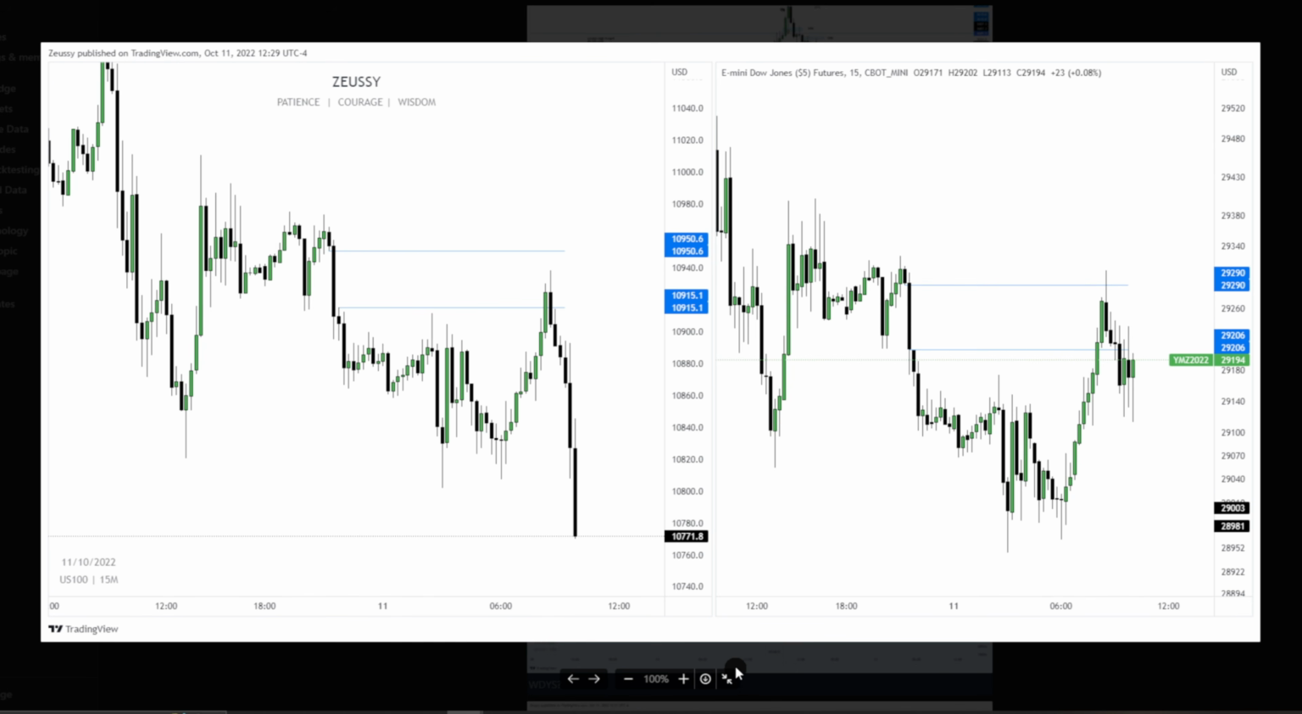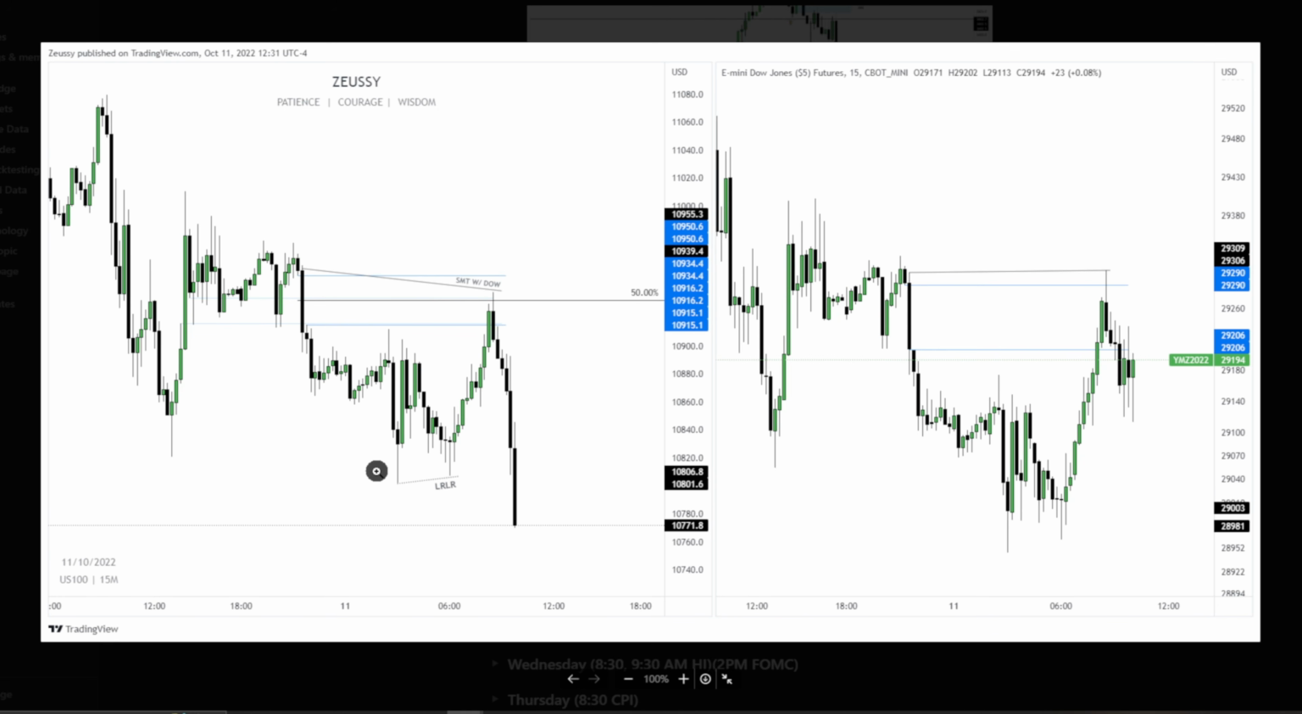I want you to take a look on this chart of the Nasdaq and the Dow Jones, and I want you to pause the video and think about what you see in this chart. Come on, pause it, man. Here's the Nasdaq, here's the Dow Jones.